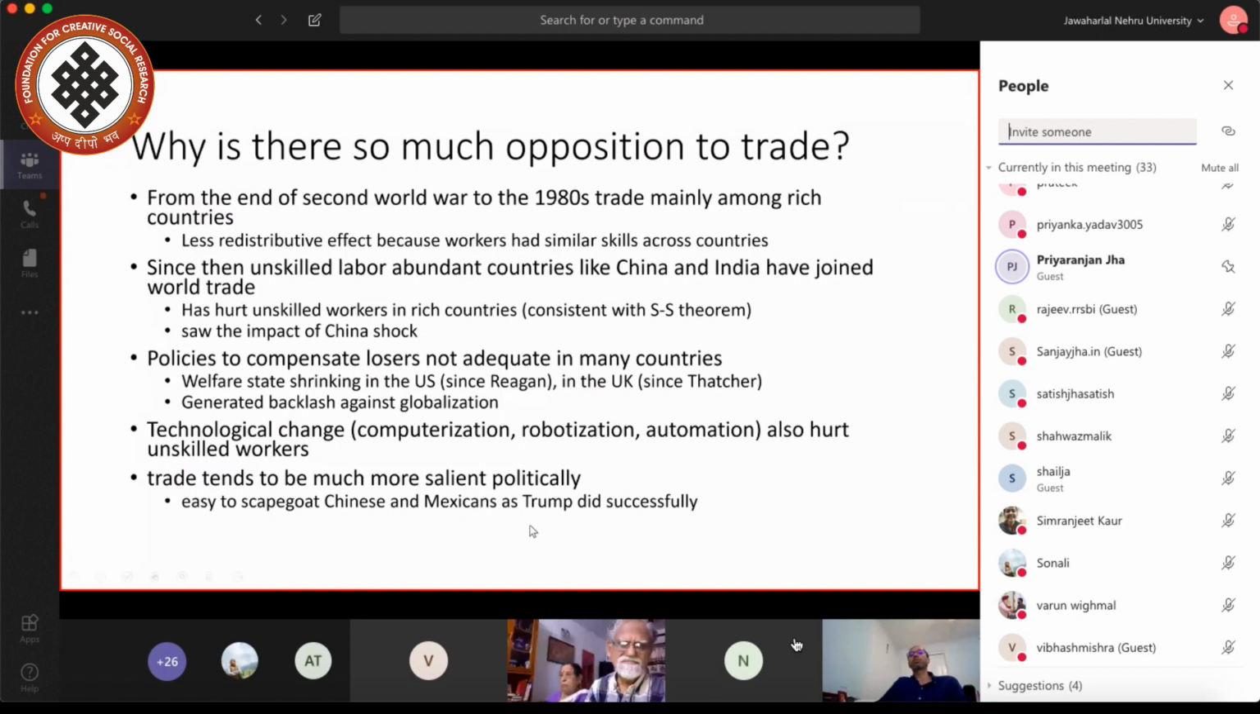So the last point is that it's easier to attack globalization in general than forces of technological change, and that's why there's opposition to trade or backlash against globalization. Okay, so I'll stop here and open the floor for discussion.